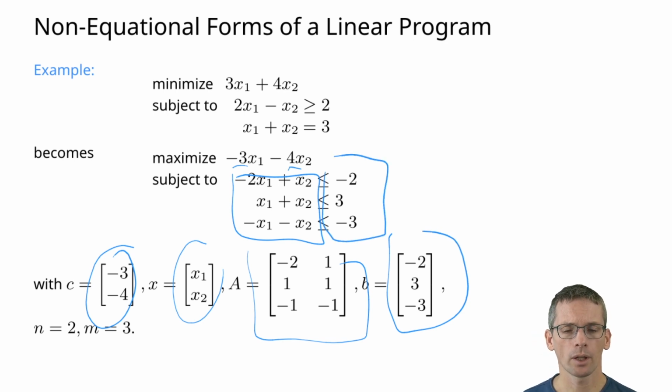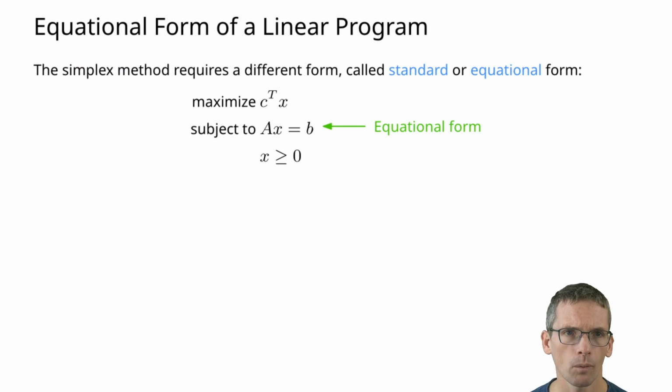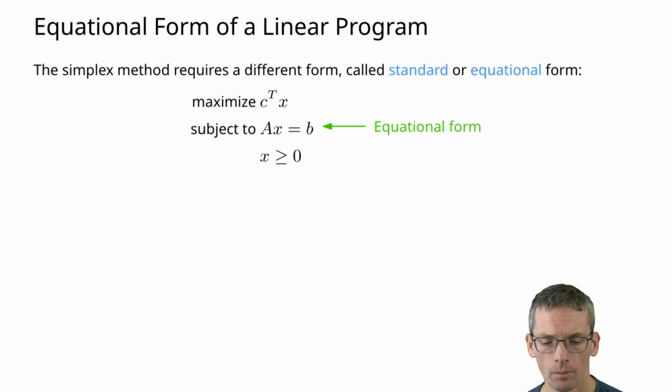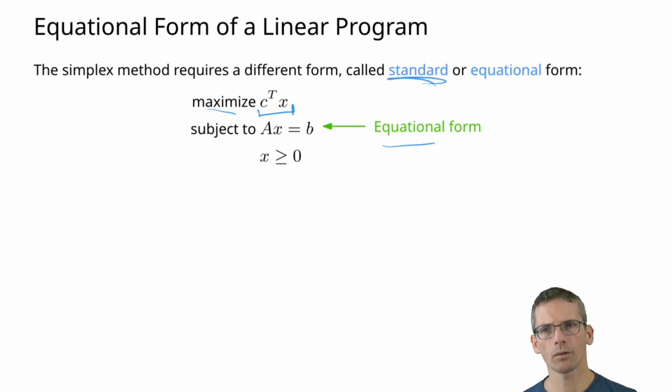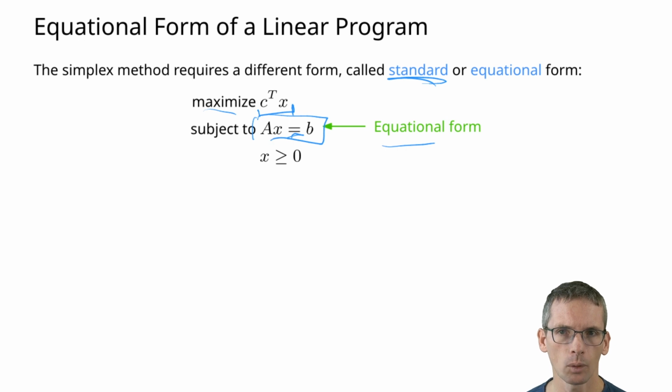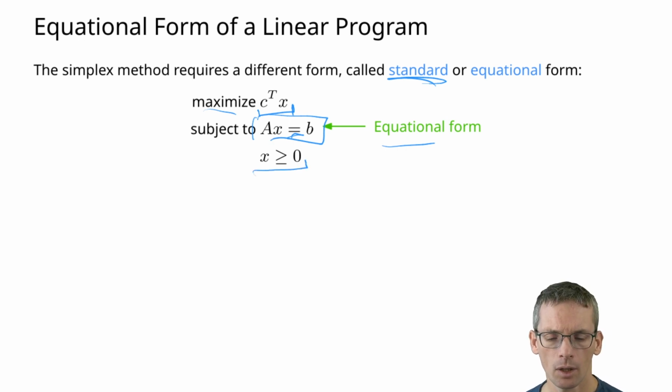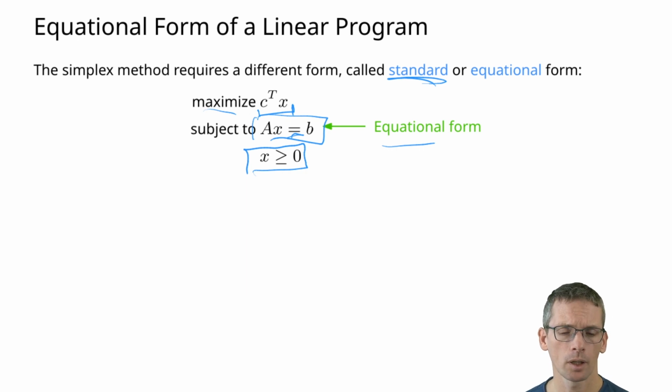Now let's get to equational form. The equational form for a linear program is as follows. We want to maximize C transpose X, as before, but now all of our constraints are equations, and that's why it's called equational form. It's often also called standard form, but we will call it equational form. So we write the constraints as AX equals B, and additionally all of the variables need to be non-negative.